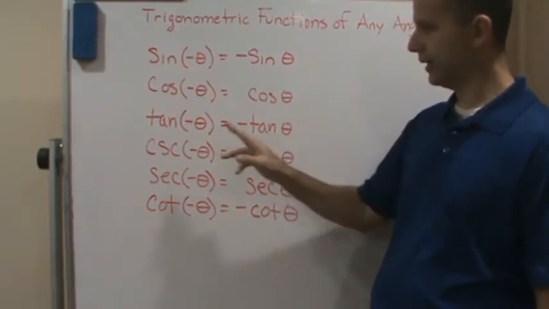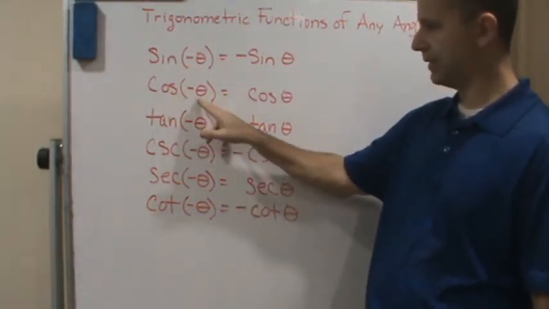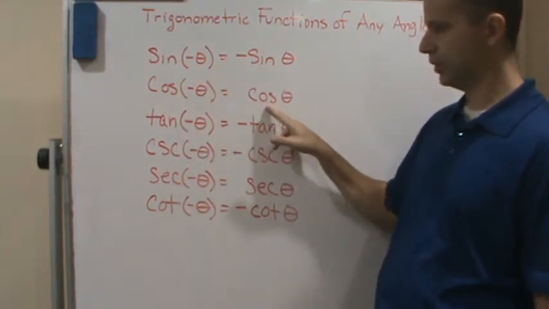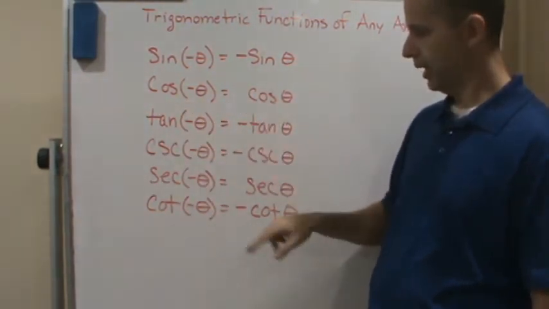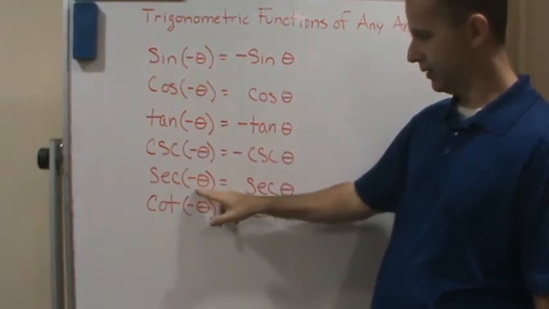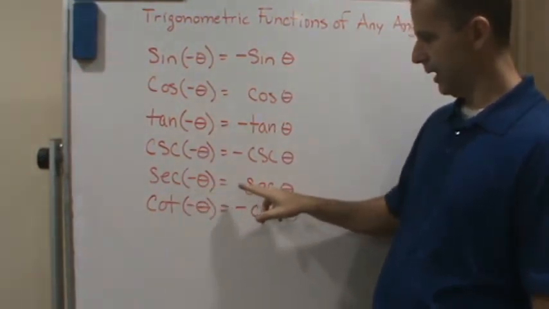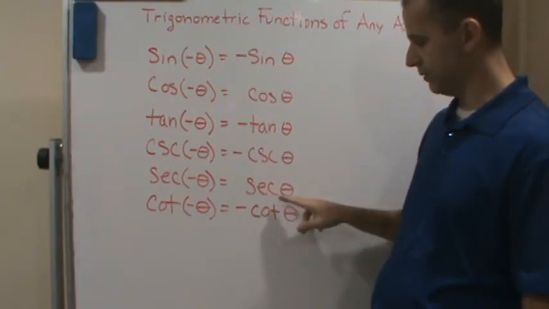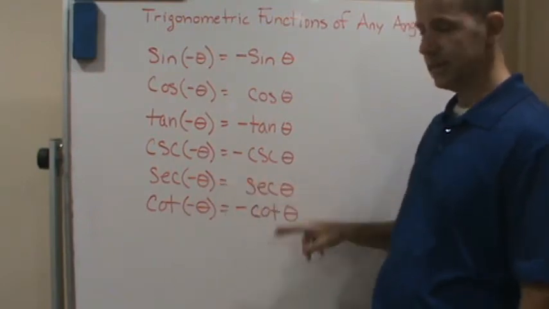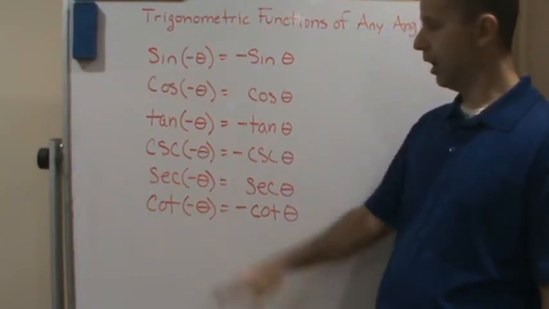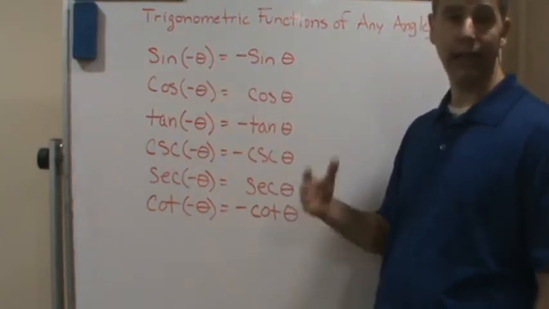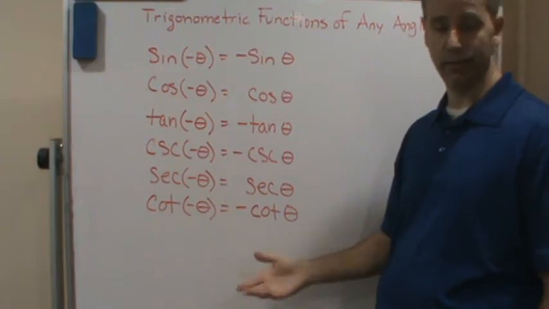The only ones that are different are cosine and secant. Cosine of negative theta is equal to cosine of the positive theta. So it stays positive. And it's the same thing with secant. The secant of the negative angle and the secant of the positive angle stay the same. All the other 4 change signs when you're dealing with negative theta.